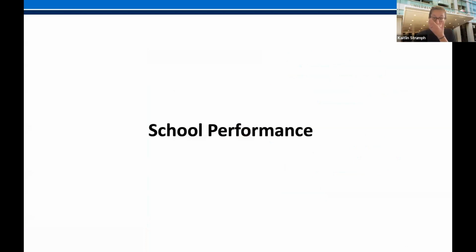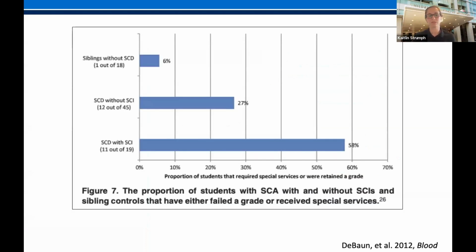All right, so what about school performance? So this is looking at the proportion of students with sickle cell anemia with and without silent infarcts, and then looking at their sibling controls. And they were looking at whether or not the patients had either failed a grade or received special services. Okay, so you can see up top, siblings without sickle cell disease, 6% of siblings had either failed a grade or received special services.